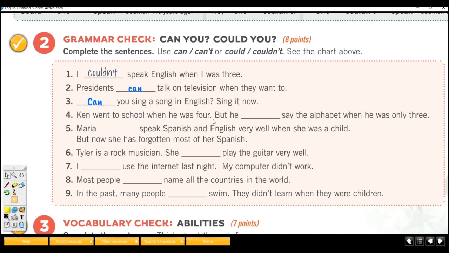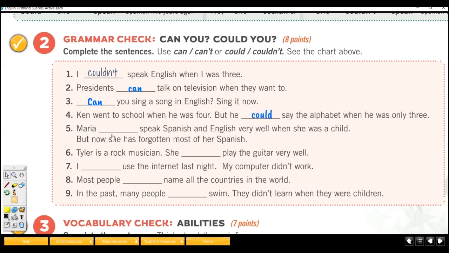Ken went to school when he was 4, but he... Okay. 이거 어떤 형인가요? 과거형, 현재형. 어떻게 생각해요? But he say the alphabet when he was only 3. But he could. 이거 과거형인데 3살 때 알파벳 말할 수 있었어요. He could say the alphabet when he was 3.